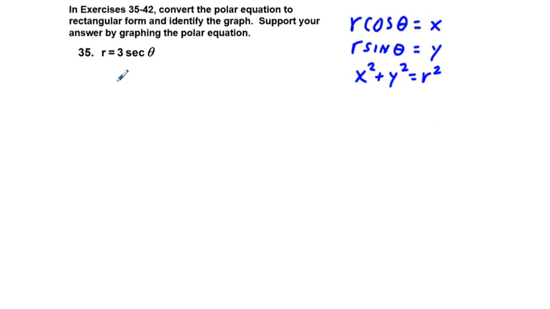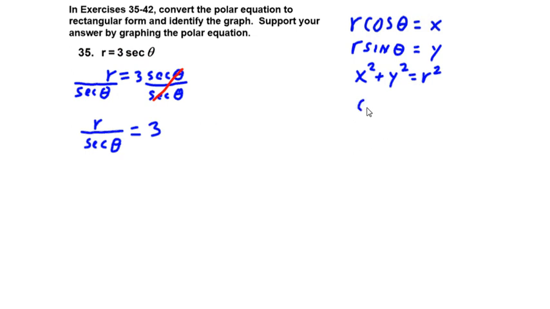So for this first problem, 35, r equals 3 secant theta. And so what we're going to do is take this r equals 3 secant theta, and divide both sides of this equation by secant theta. On the right, secant theta over secant theta cancels and equals 1. And on the left, we have r over secant theta is equal to 3.